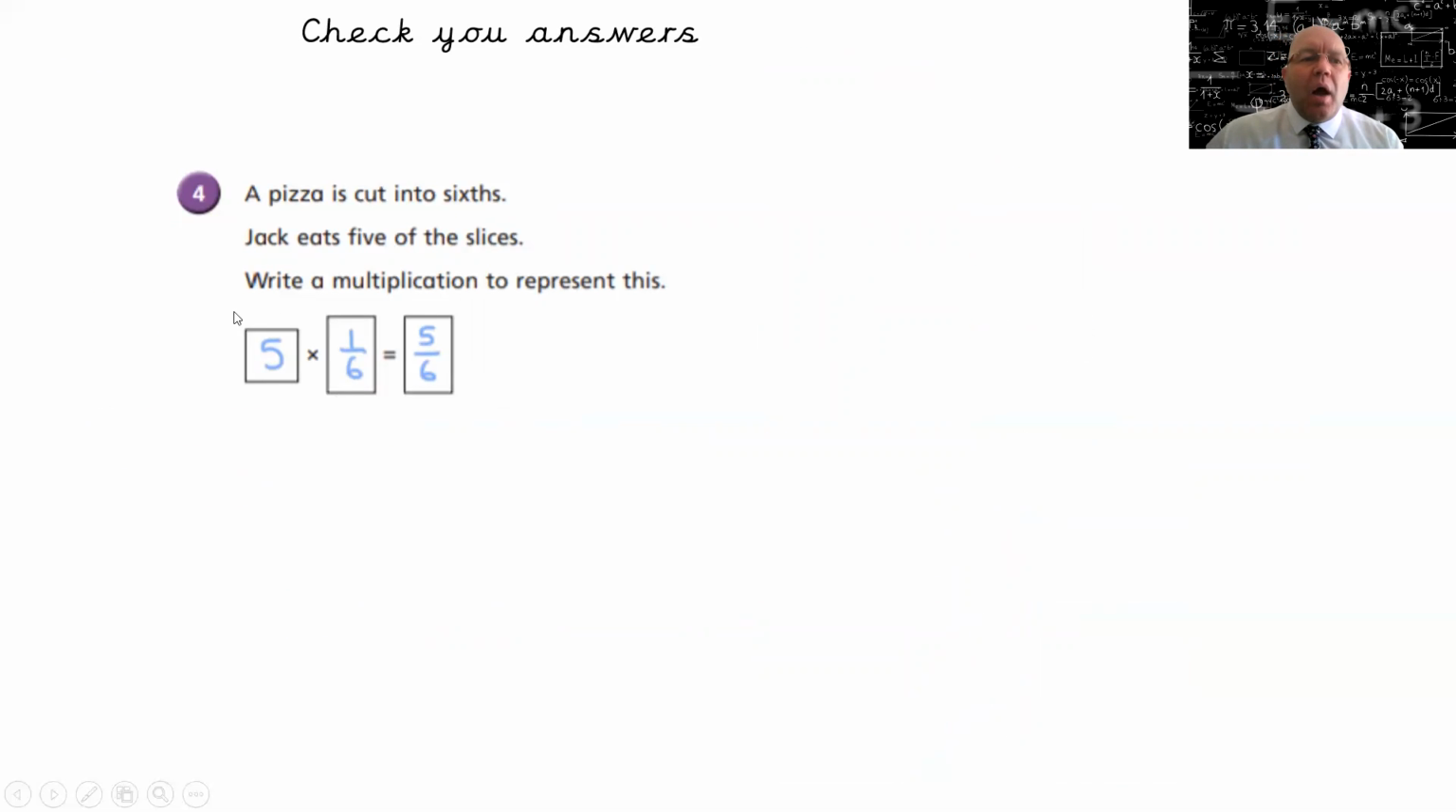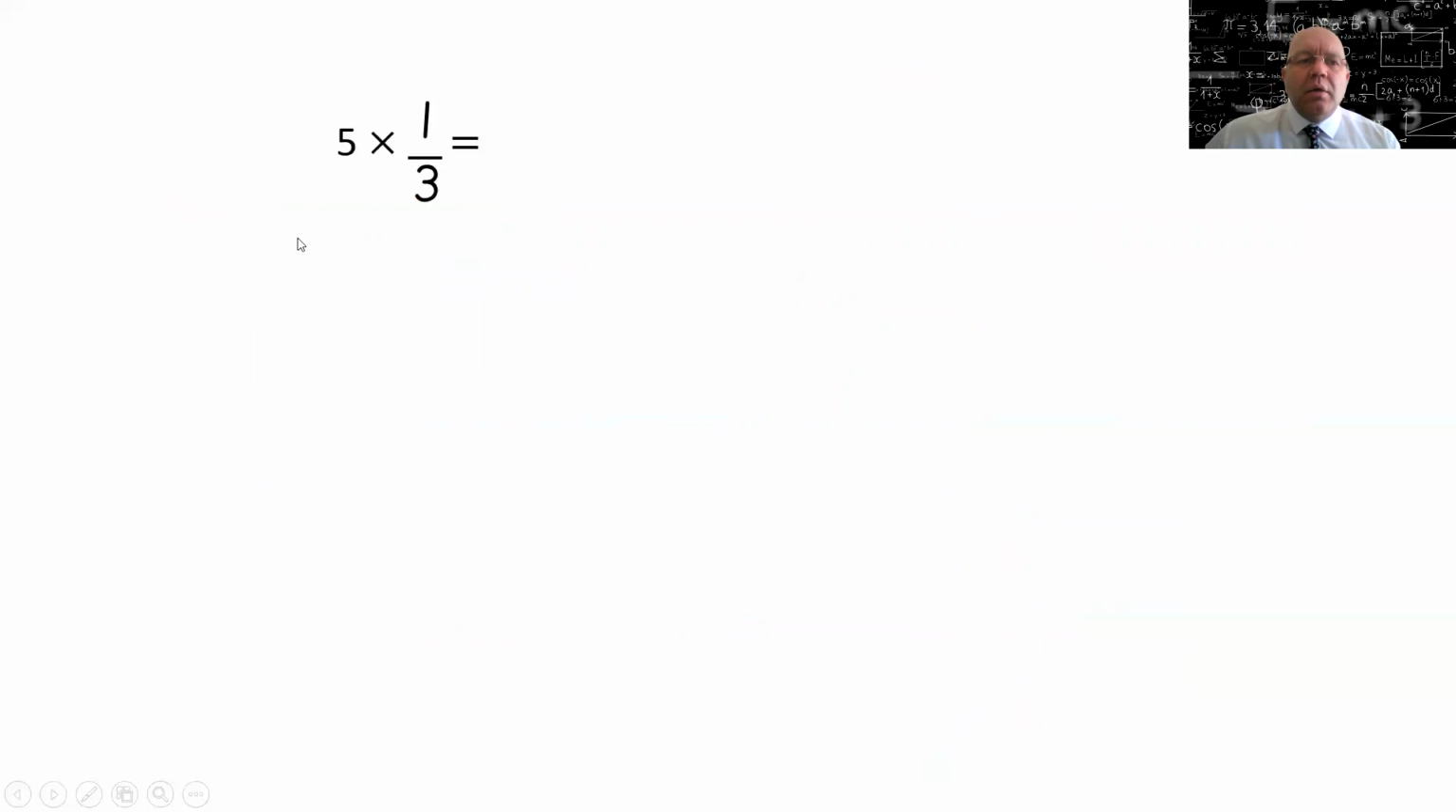Now, with the pizza, Jack eats 5 of the slices. So if the pizza was cut into 6, then he eats 5 lots of 1/6. 5 times 1/6 is 5/6. Right, 5 times 1/3.